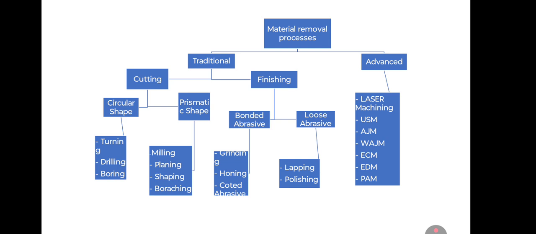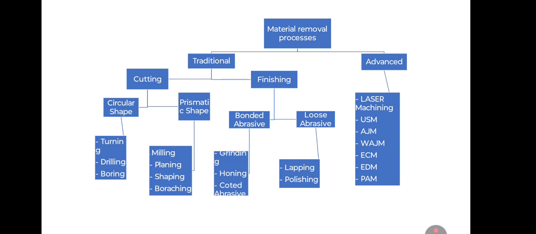So here is a classification of material removal processes. Here you can see traditional and advanced. There are two broad categories of material removal process. Advanced material removal processes can also sometimes be categorized as non-traditional or non-conventional machining operations.